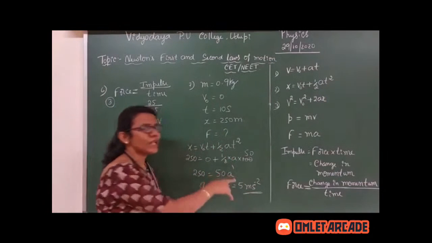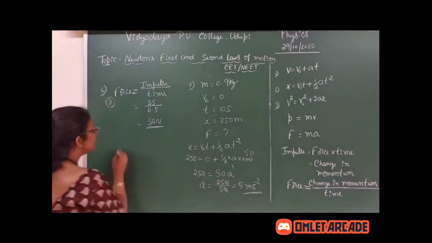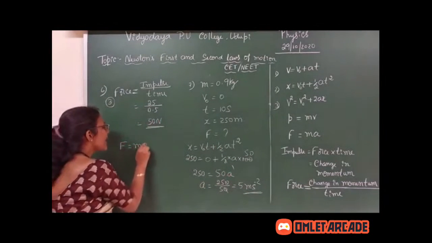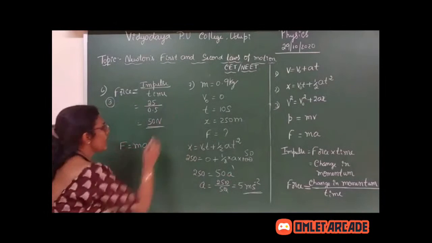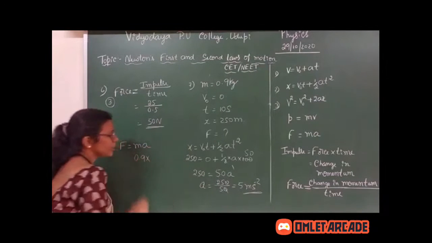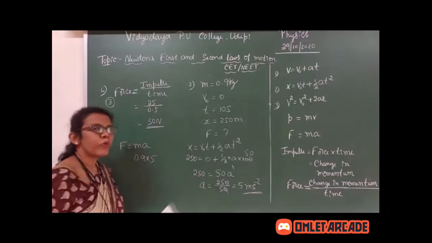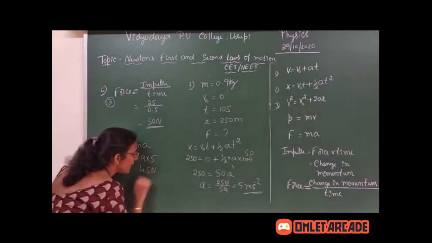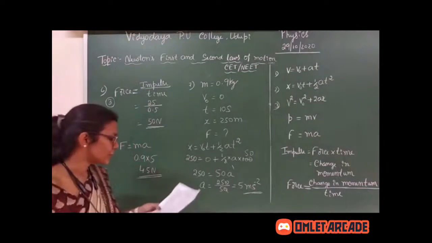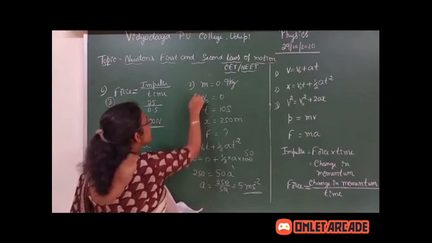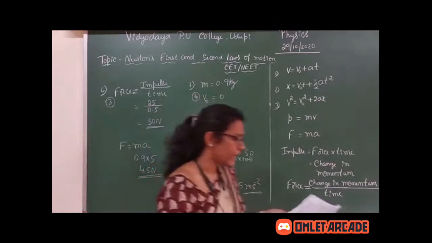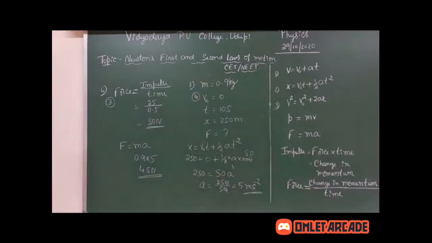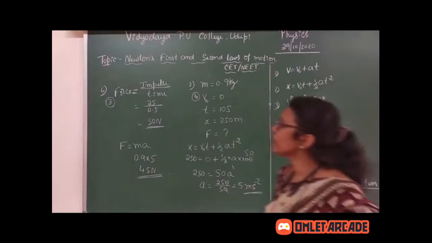So as I said, once we get the acceleration, we continue here. You have to calculate the magnitude of the force. So m is 0.9 into acceleration is 5. 0.9 into 5. The answer is 4.5 Newton. So for question number 7, the right option is 4. The right option for question number 7 is the fourth one. Next, question number 8.